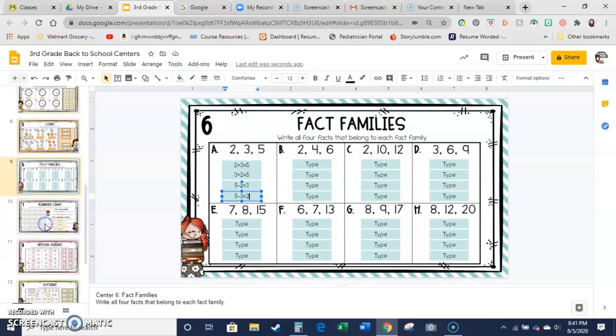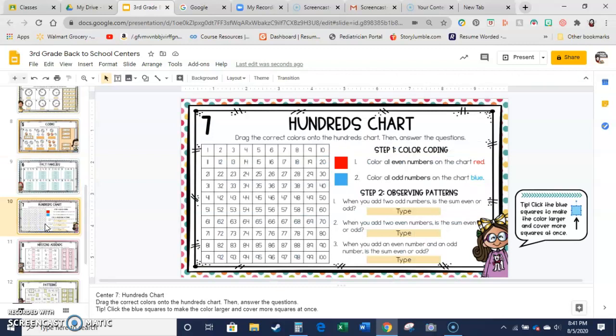Moving on to slide 10, hundreds chart. Drag the correct colors onto the hundreds chart, then answer the questions. Step 1, color coding. Color all even numbers on the chart red. Step 2, color all odd numbers on the chart blue.